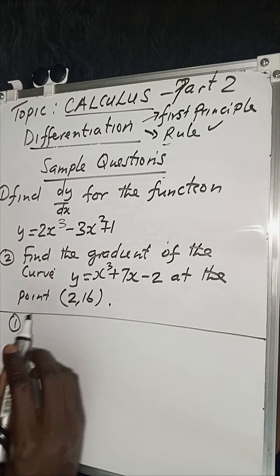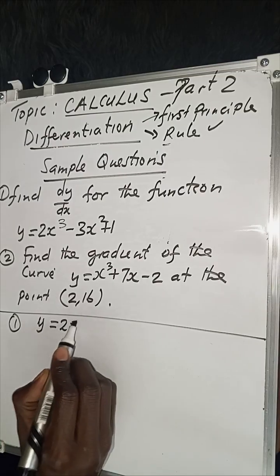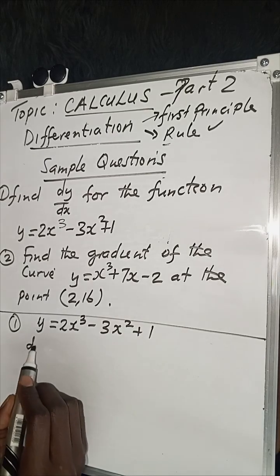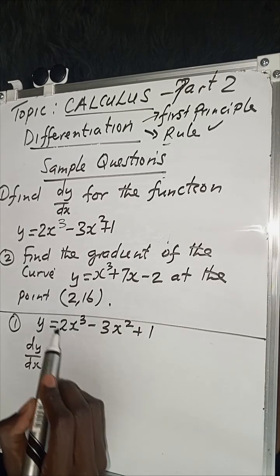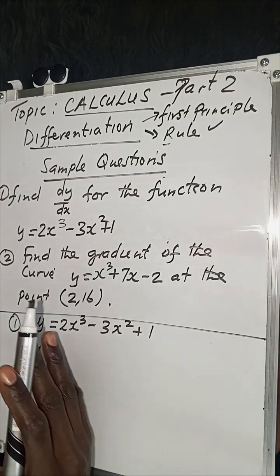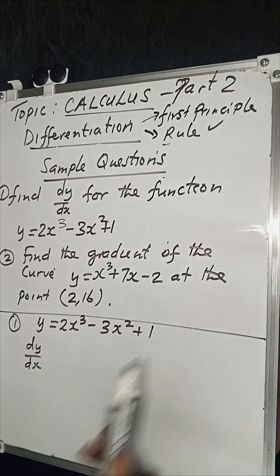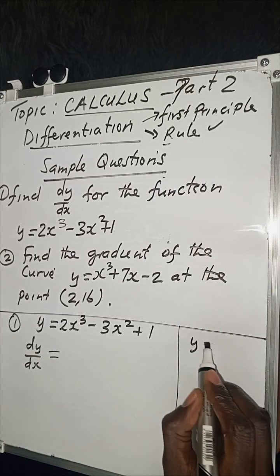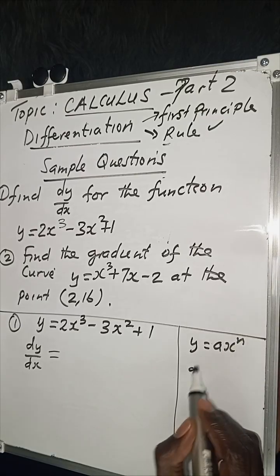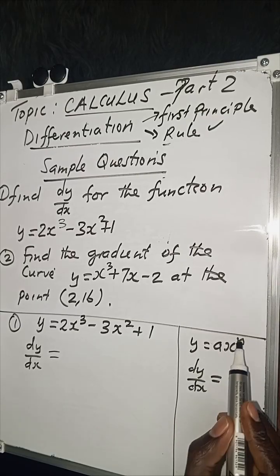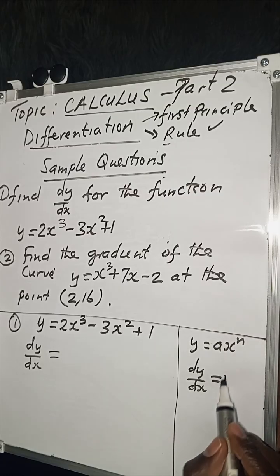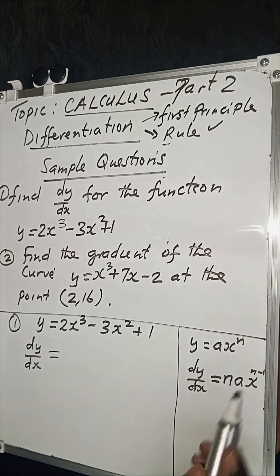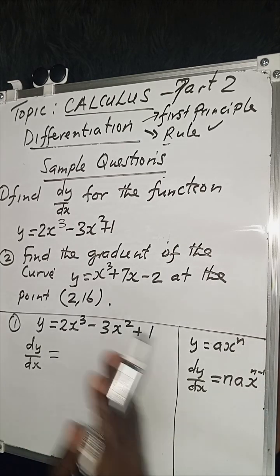The first one says y is equal to 2x raised to the power 3 minus 3x squared plus 1. Remember what we said: if we have been given a polynomial, you differentiate each term separately and find the sum. According to our rule, if you have y is equal to ax raised to the power n, to find dy over dx you multiply the index by the coefficient, so it becomes na. Then the power reduces by 1, so n minus 1. You do this for each term.